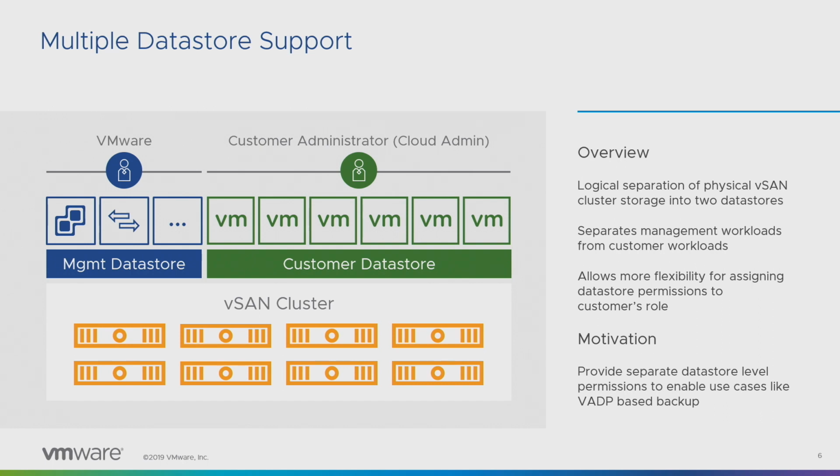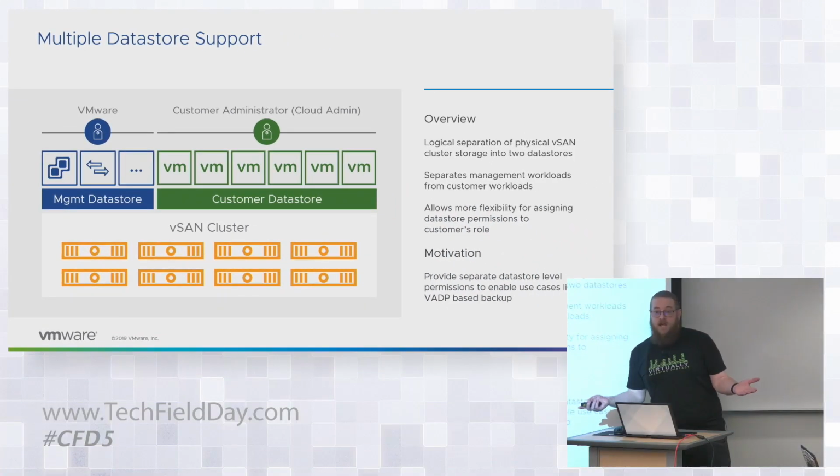They have absolutely nothing to do with capacity management. They have nothing to do with performance allocation. It's just a way for us to administratively put the customer workload in one bucket that they have full control of, enabling VADP-based backups. And then put the VMware infrastructure in a separate bucket such that the customer does not have the ability to shoot themselves in the foot. Okay? And that's basically the infrastructure. It's pretty simple. There's not a lot to it.